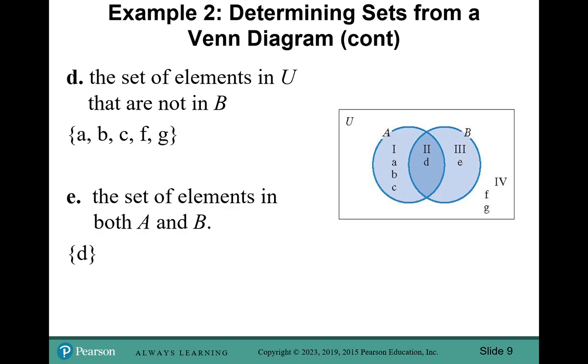Let's look at the set of elements in both A and B. They only have one shared element. That is that middle D right here. That is the only shared element in our set.